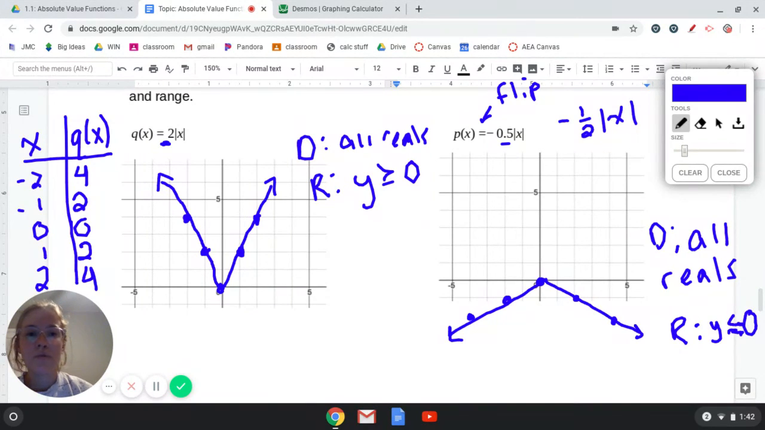All right, so let's recap. Adding this negative will flip your graph. Having an a value that is between 0 and 1 will shrink the graph, which makes it a wider V. And having an a value that is greater than 1, whether it's negative or positive, so the absolute value is greater than 1, will stretch the graph and make it thinner.